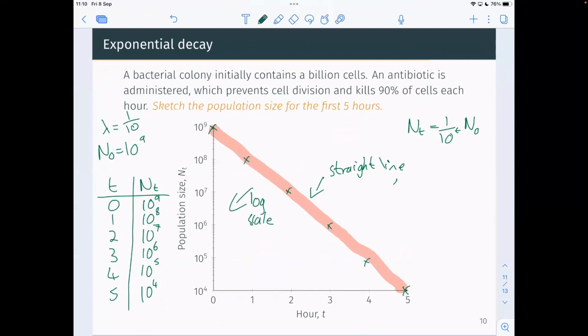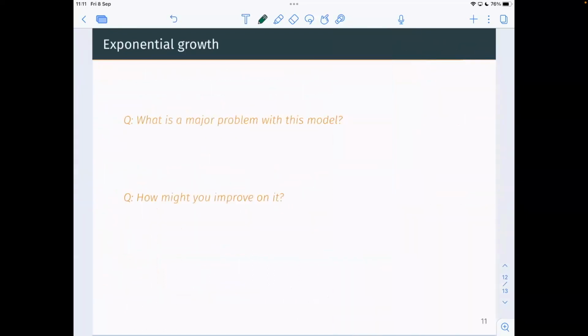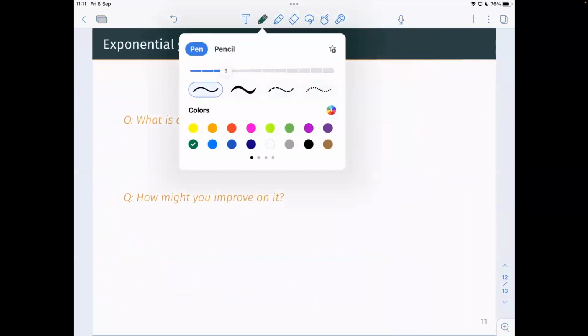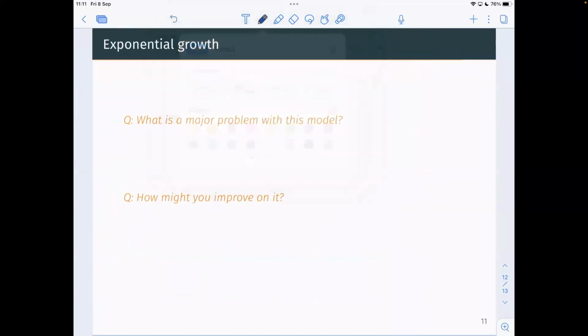If you did this on a linear scale, it'd be very hard to see with these huge population sizes, but it would look something like this on a linear scale. Okay, so let's think about why this is a good or a bad model. Can anyone tell me what a major problem with this model is? This idea of an exponential growth model.